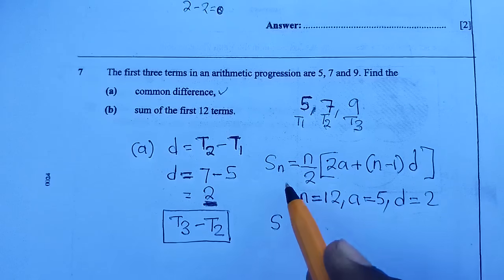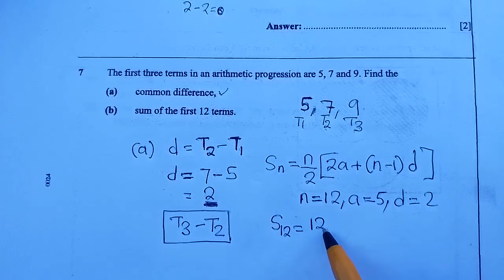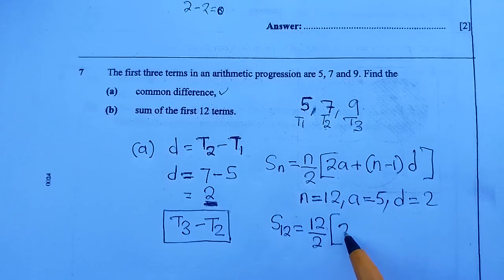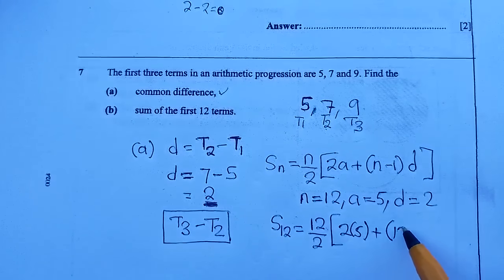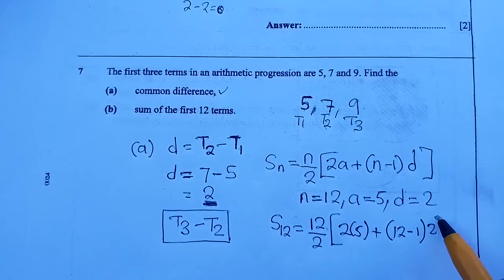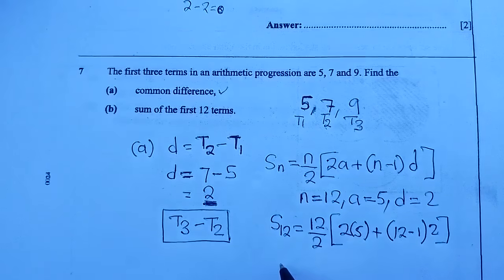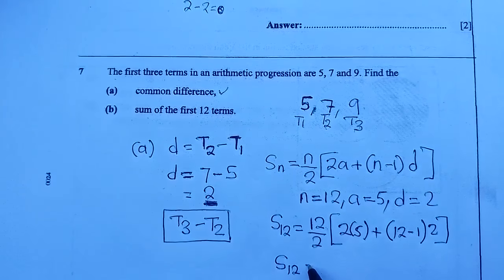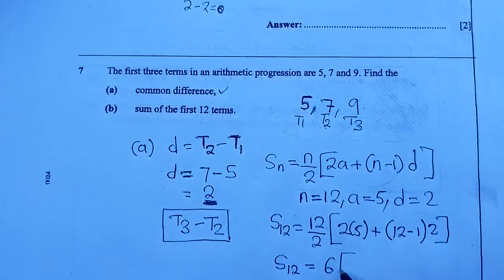So for the sum of n, I put 12, which is equal to 12 over 2. Then 2 times the first term, which is 5. Then I say plus, 12 minus 1, then d, which is 2. So these are the procedures I'm going to follow. The sum of the first 12 terms is equal to, there I'm going to get a 6.